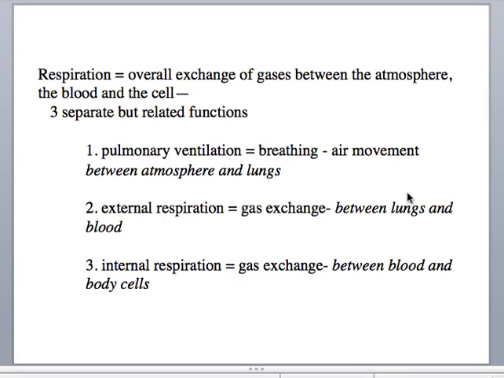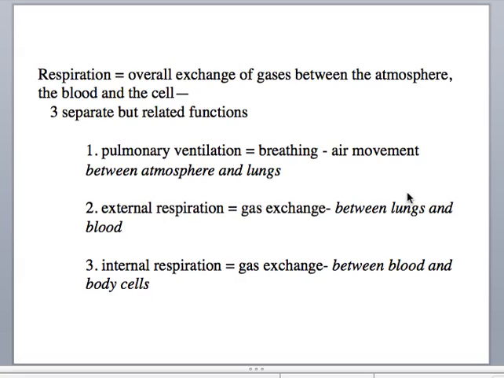The first one is called pulmonary ventilation. Pulmonary refers to lungs, and ventilation means breathing. It's the movement of air between the atmosphere, meaning the outside air, and your lungs. So it's just the movement of air in and out of your lungs.